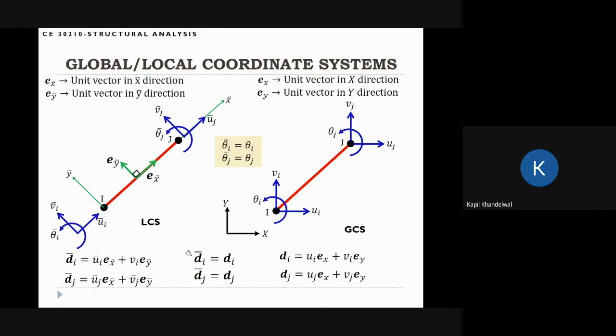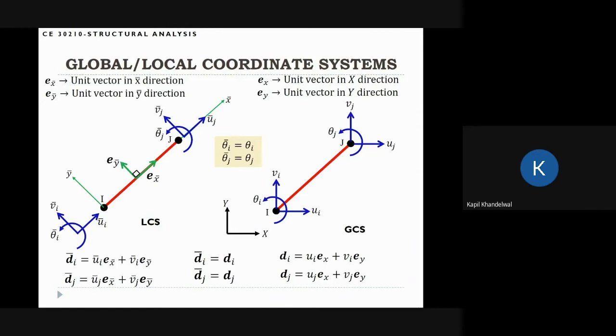So in the vector form, we can make these two displacement vectors equal. And similarly, the same exercise we can do for the displacement vector at the j node. So we can write exactly the same relationship, dj bar is equal to dj. And this is an important observation. If we write anything in a vector form, we can make them equal.